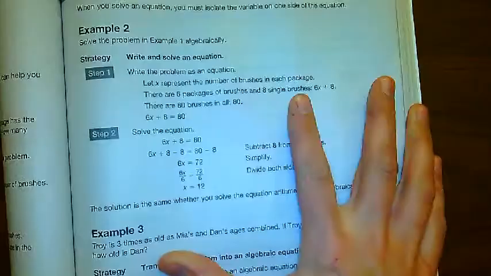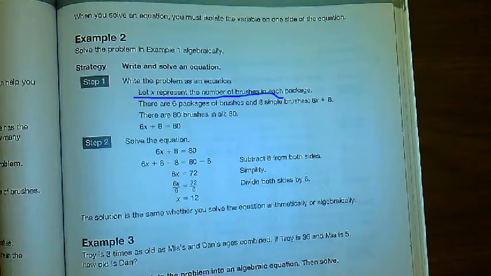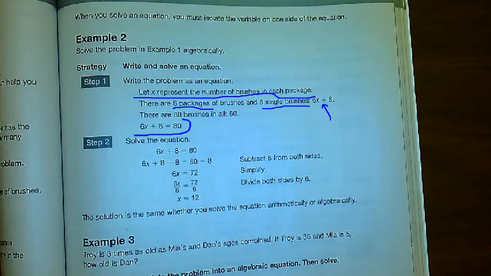So doing this algebraically, remember x always represents the thing we don't know. So x represents the number of brushes in each package. We know that there are 6 packages and 8 single brushes, so the expression is going to be 6x plus 8. Now we know there are a total of 80 brushes, so this represents an equal sign. So our equation is 6x plus 8 equals 80.